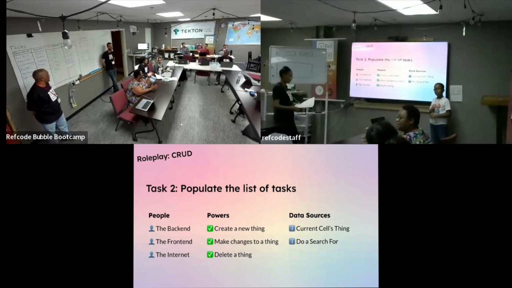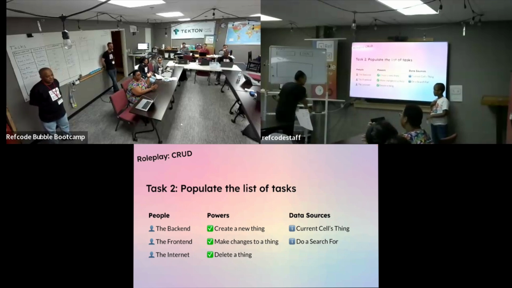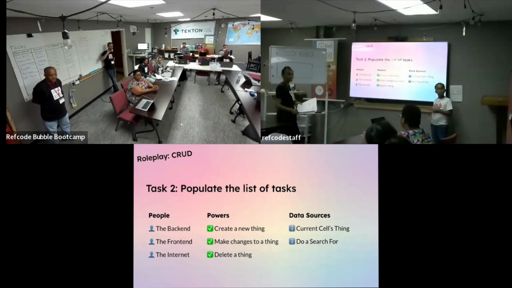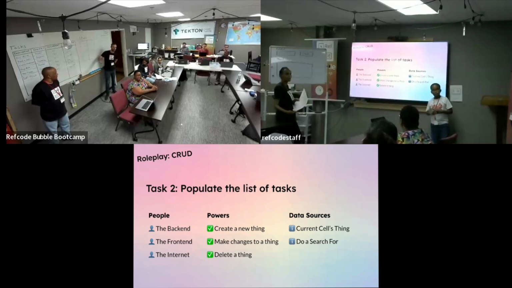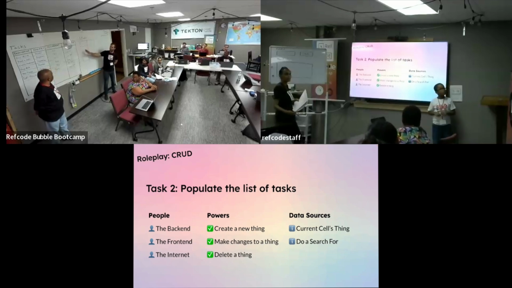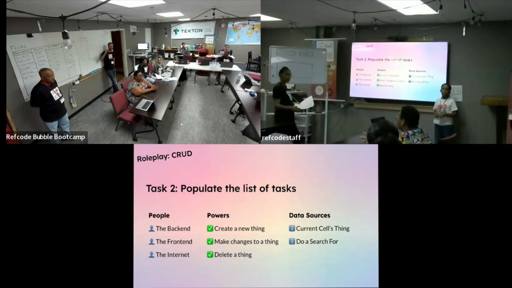Let's pick first, so we know we're going to use do a search for, and you're going to send that over here. So what do we need to tell him? Because if you just say do a search for, does he know whether it should be users or tasks yet? So how do we make sure he knows whether it's users or tasks? Which do we want?